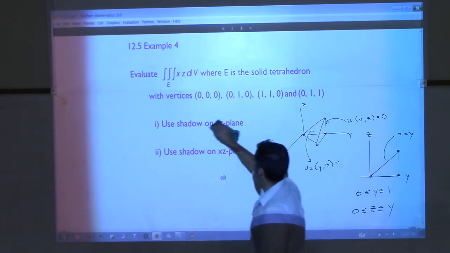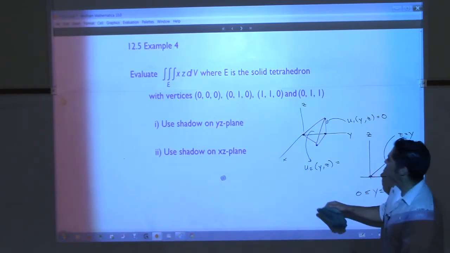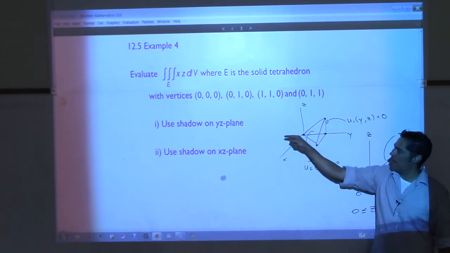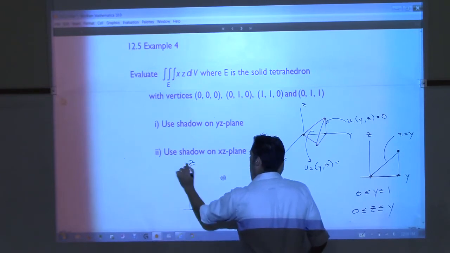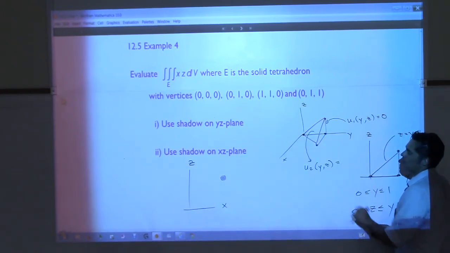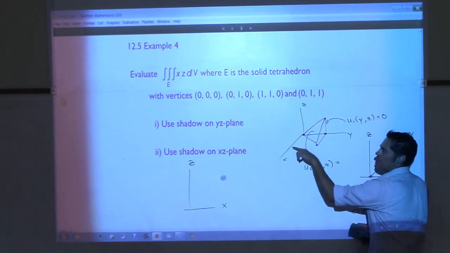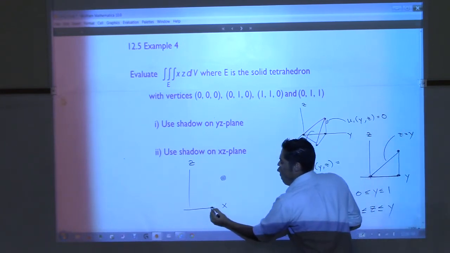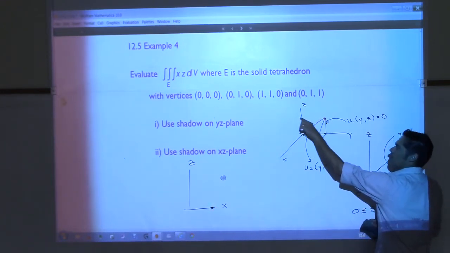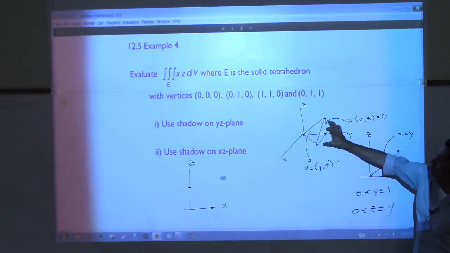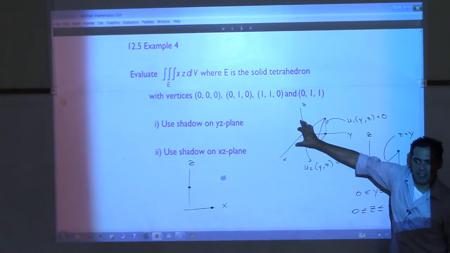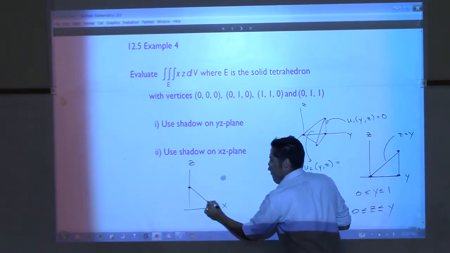What would be the difference on the xz plane? Now we're shooting our shadow that way. So what would that shadow look like on the xz plane? Imagine you project this point over to the xz plane. You would be here, right? This one would come up here. And where would this entire line go to? The diagonal connecting those two? That would be it.